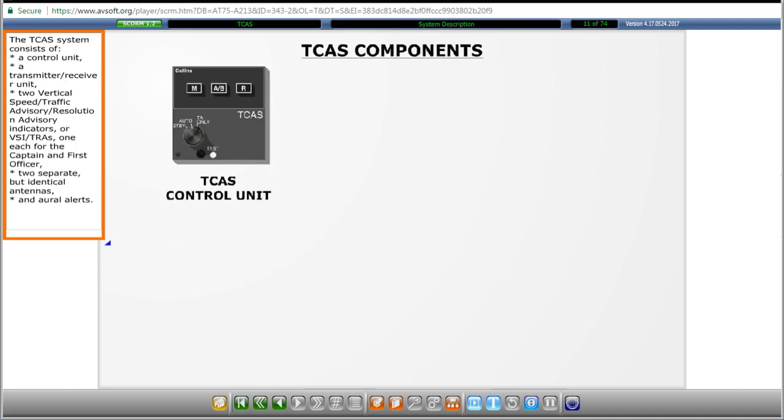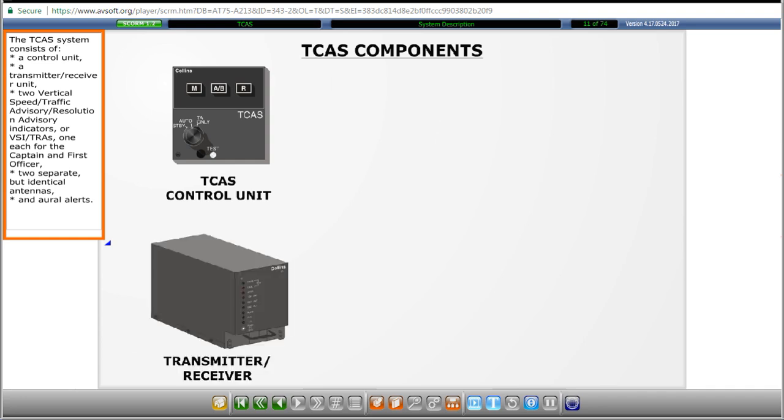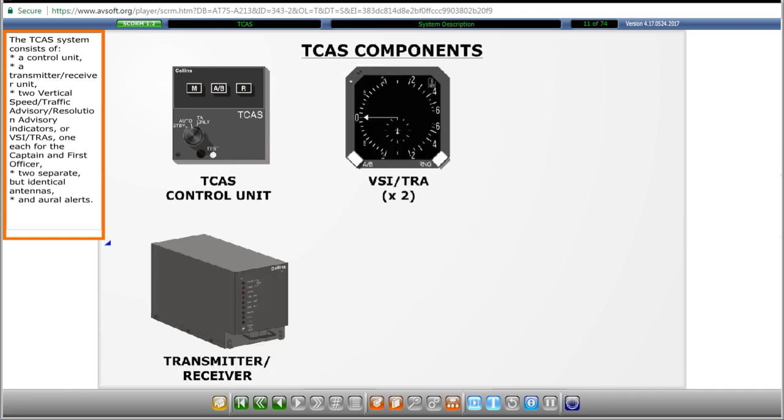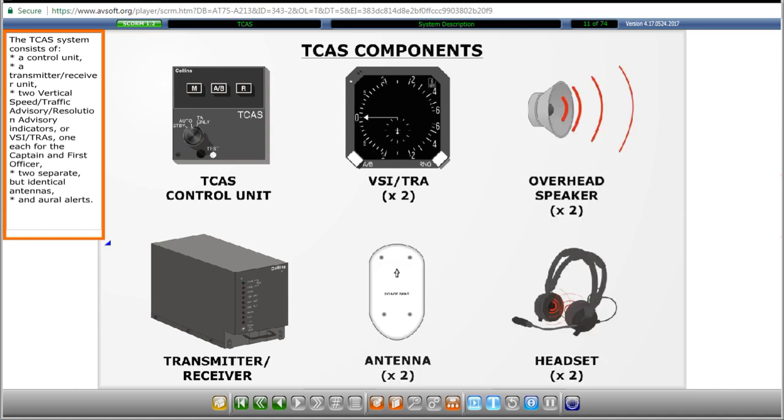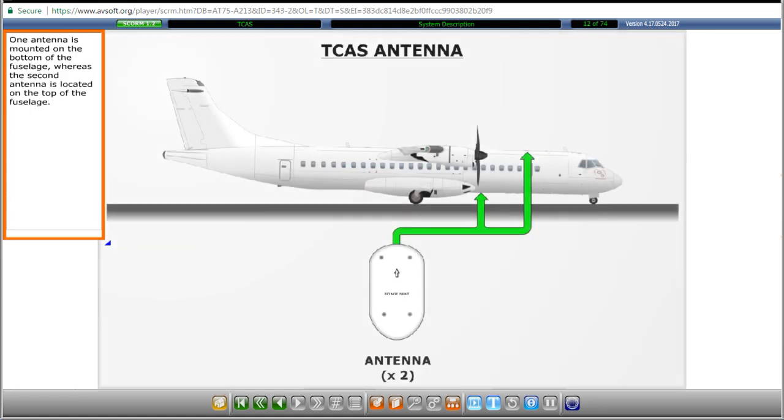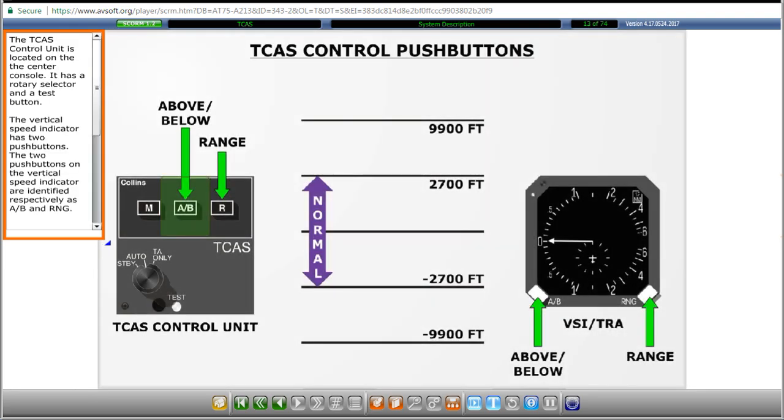The TCAS system consists of a control unit, a transmitter-receiver unit, 2 vertical speed traffic advisory resolution advisory indicators, or VSI TRAs, 1 each for the captain and first officer, 2 separate but identical antennas, and oral alerts. One antenna is mounted on the bottom of the fuselage, whereas the second antenna is located on the top of the fuselage. The TCAS control unit is located on the center console.